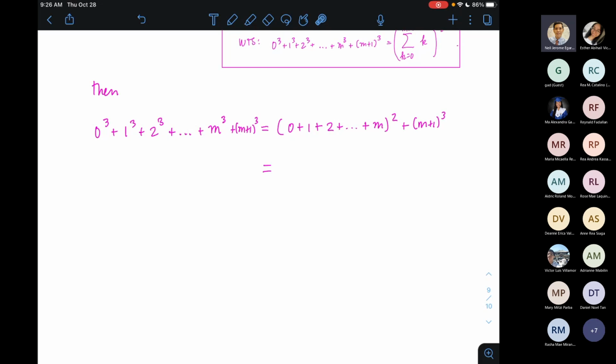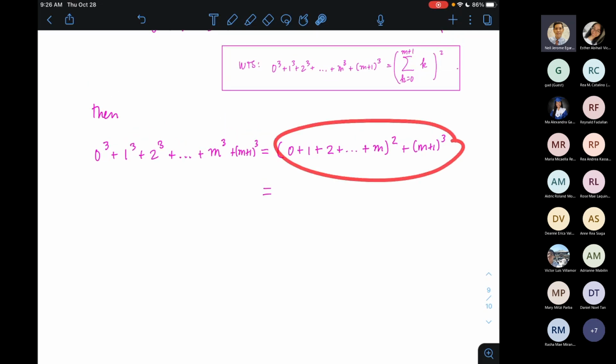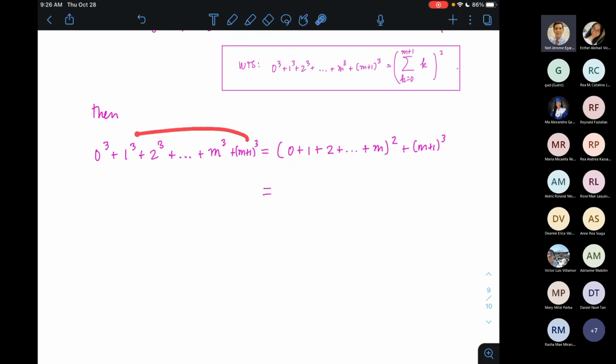Kasi napakalayo nito dun sa gusto kong ipakita. Tingnan niyo yung right-hand side. Gusto kong ipakita na ito, yung left-hand side, ay equal sa sum mula kay 0 hanggang m plus 1 quantity squared. Kaya lang, ang nakuha natin from the previous step ay pag-add ng m plus 1 quantity cubed. Alright? So from here, we should utilize some of the tools that we have already proven, right? And I guess since there are no volunteers, so Mary Mitzi, any suggestion? Yan pala, last minute. Sorry, Mary Mitzi.